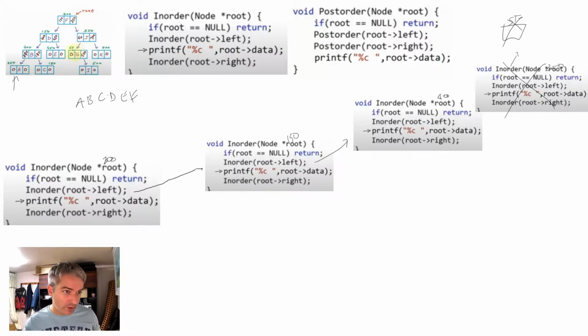Yeah, go left down to here. Left is nothing. G is there. We'll print G. Go right, go down, go left, nothing. Print the data, go right, nothing. Return up, done left, done right.